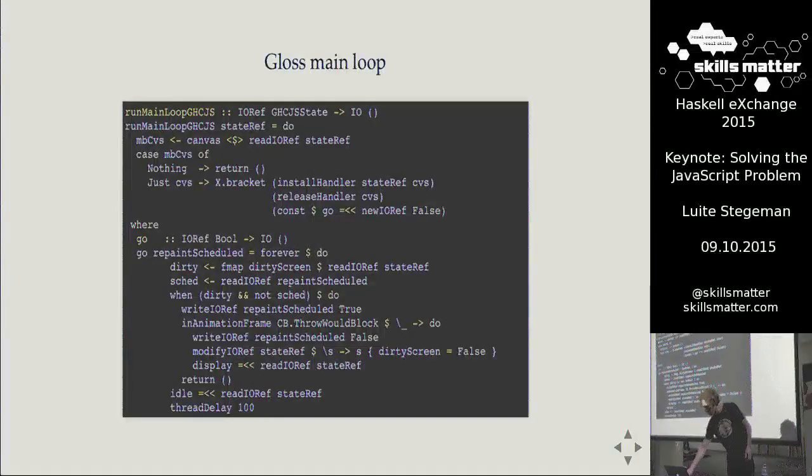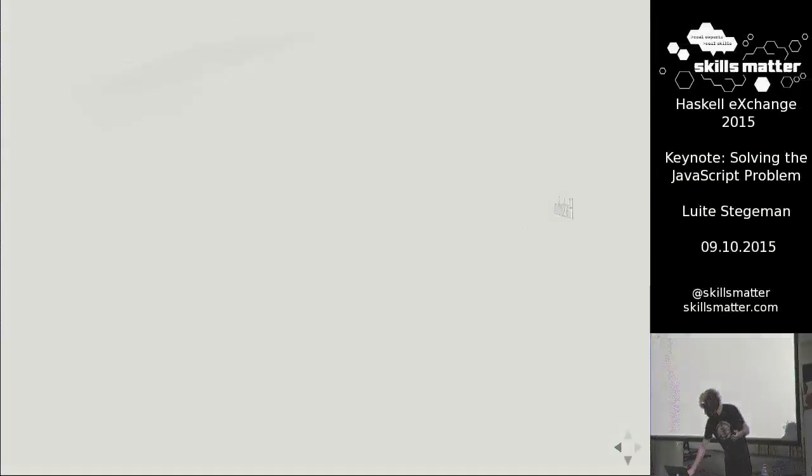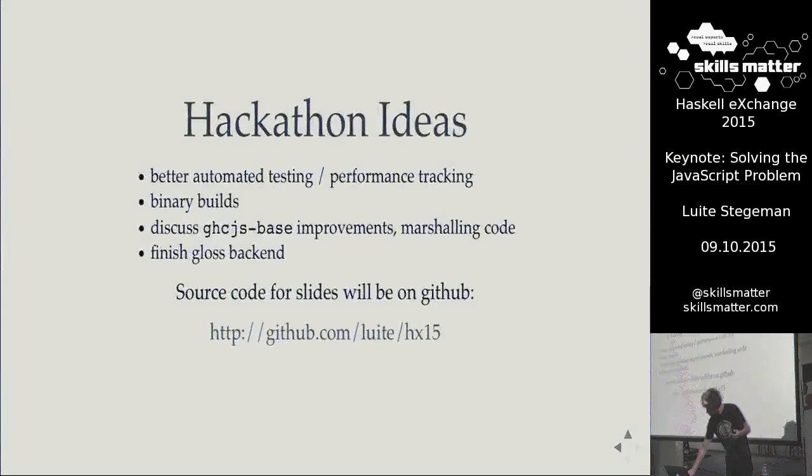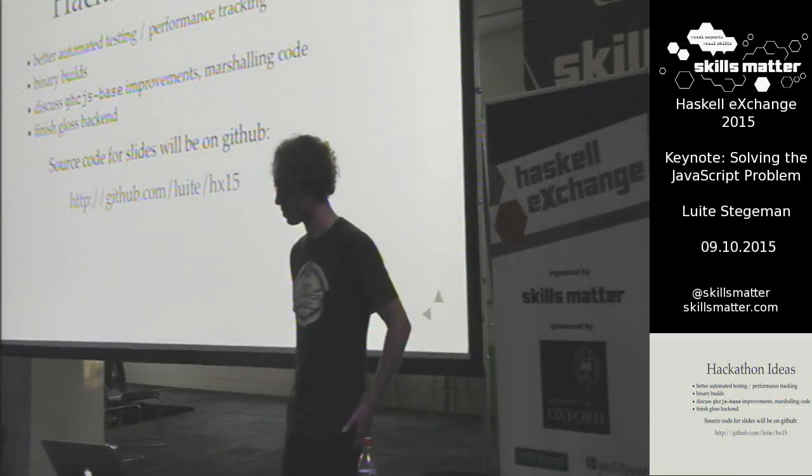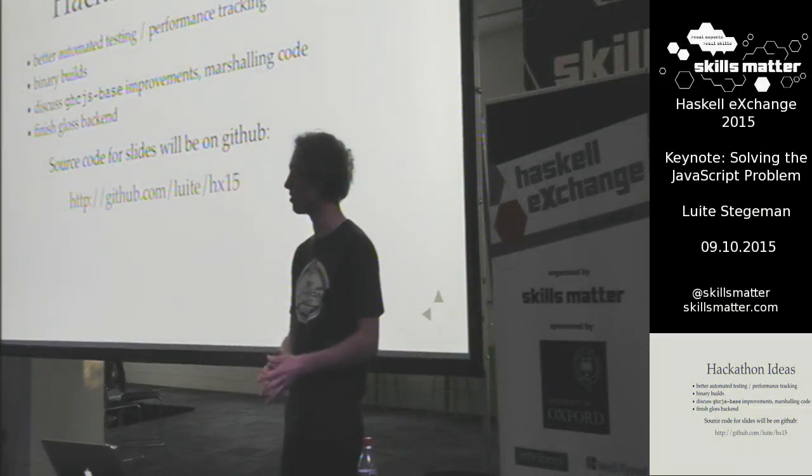This is the implementation of the main loop, but it's all rather unfinished. So I will be at the hackathon. The GHCJS base library is still not quite finished. So if anyone wants to have a look at the API, then please talk to me. And well, there's also lots of help we can need for better testing and binary builds and stuff. So well, is there time for one question?